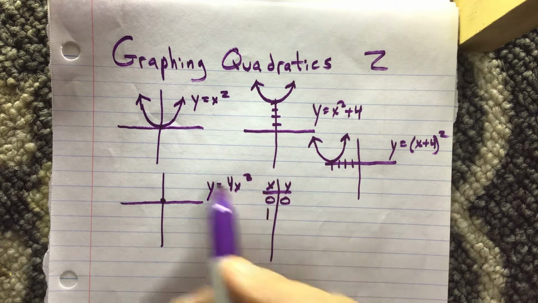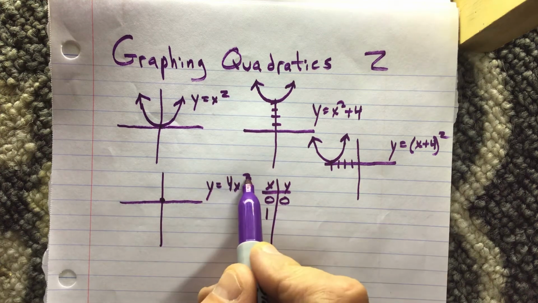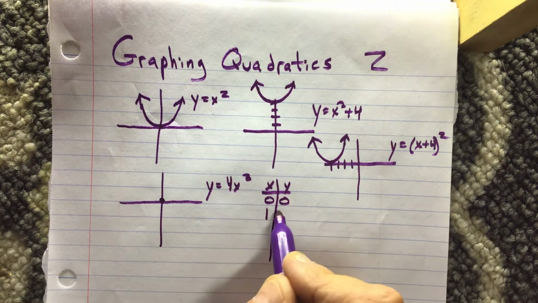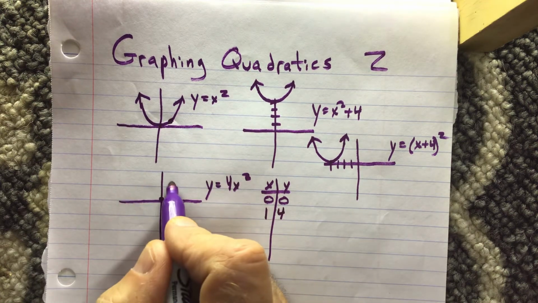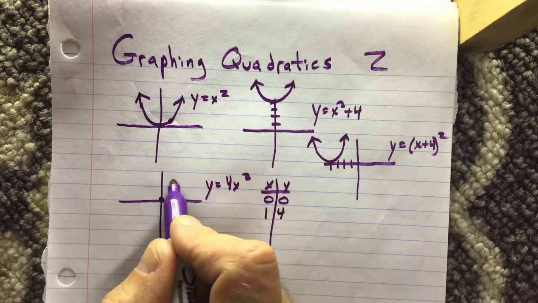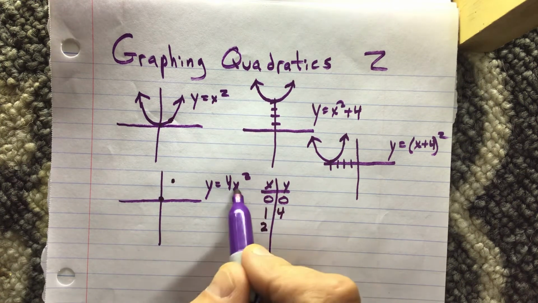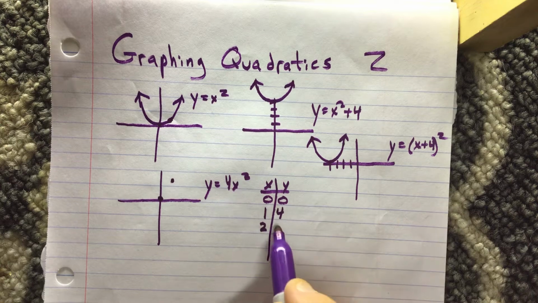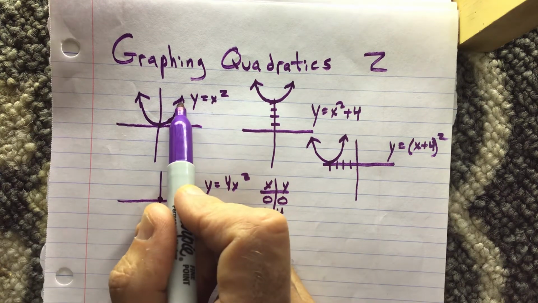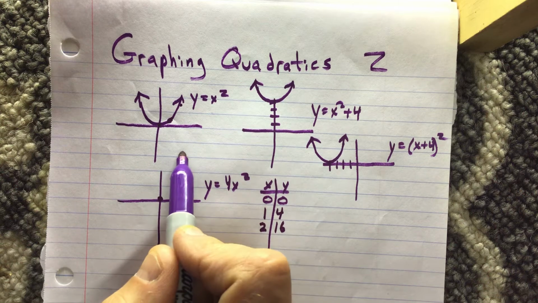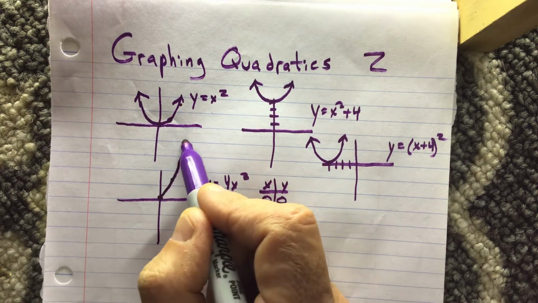If you plug in 1 and you square it, in the original, 1 squared is 1. Here, 1 squared is 1 times 4 is 4. So instead of going up 1 over 1, you go up 4 over 1. So the solutions are going higher more quickly. When you plug in 2, 2 squared is 4 times 4 is 16. In the original, when you square it, you just get 2, 4. Here you're getting 2, 16, which is really high. So it's just increasing more quickly.